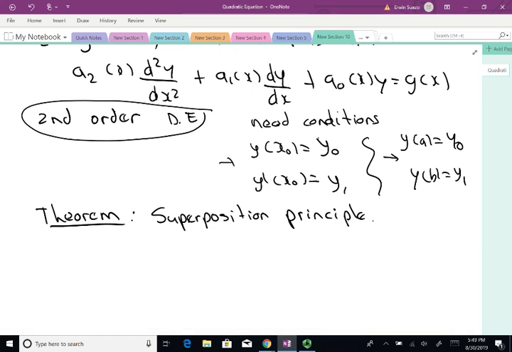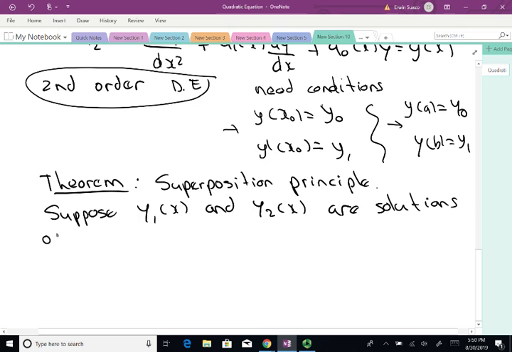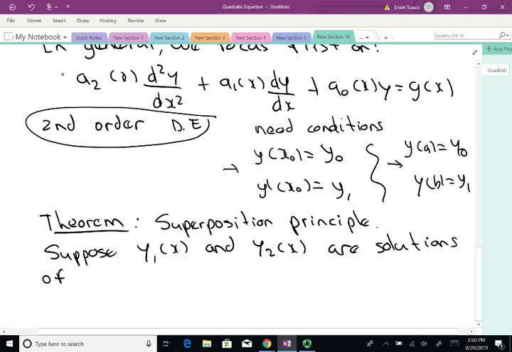We have to be careful when we define things, but this is more like discussing the general concept, so I don't want to be too rigorous right now. Let's say you have two solutions. Suppose y1 of x and y2 of x are solutions of star, the second order differential equation.